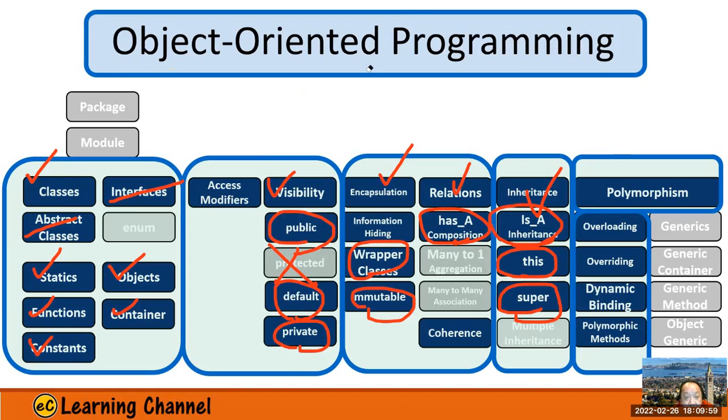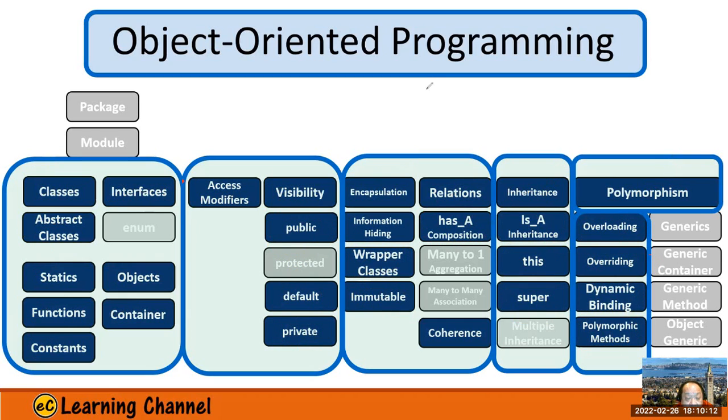Okay, so then we have the polymorphism. Polymorphism will be tested: overloading, overriding, dynamic binding, and polymorphic method. These are all tested. So you need to learn all of these different topics. Okay, we will cover it one by one. Okay, so let's get started.